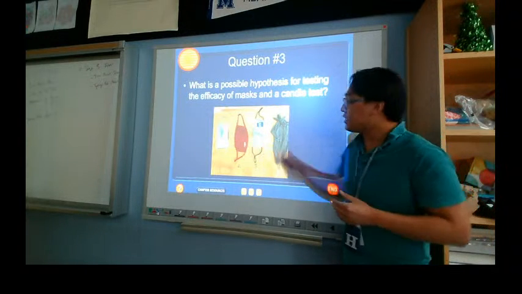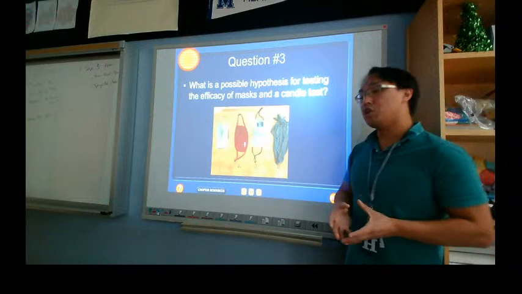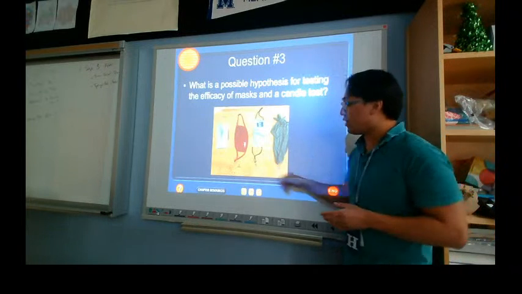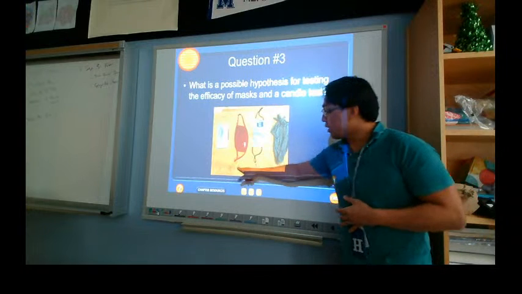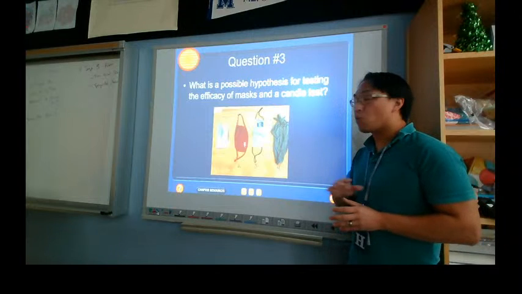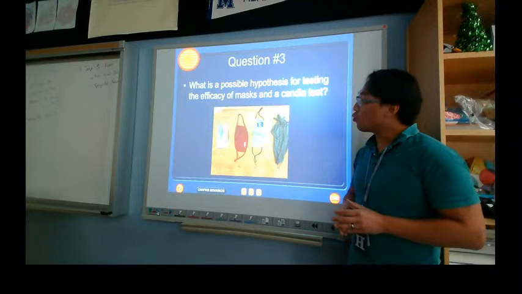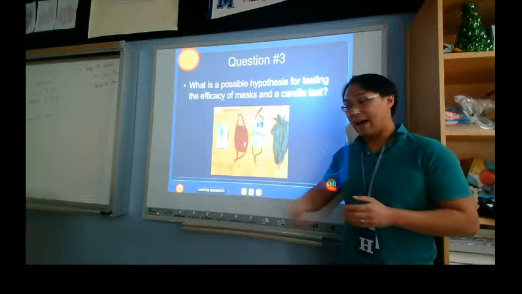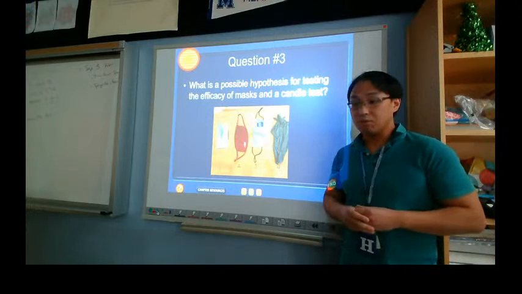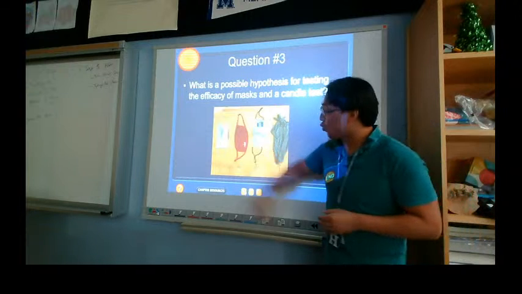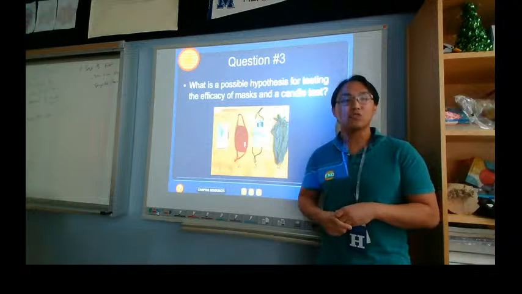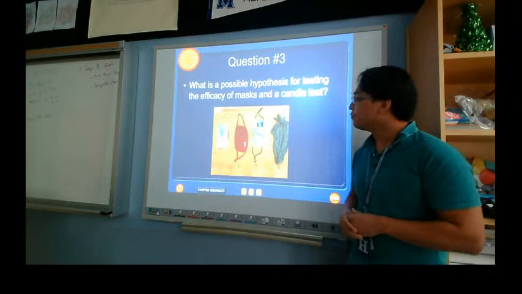We have 4 different types of masks. And what I want you to do is write a hypothesis down for each one of these masks. So number 1, number 2, number 3, and number 4. Writing a hypothesis is really, really simple. All you're going to write is, I hypothesize that, and whether or not you think the mask is going to blow out the candle. So for this first one, all you would have to say is, I hypothesize that the mask will blow out the candle.